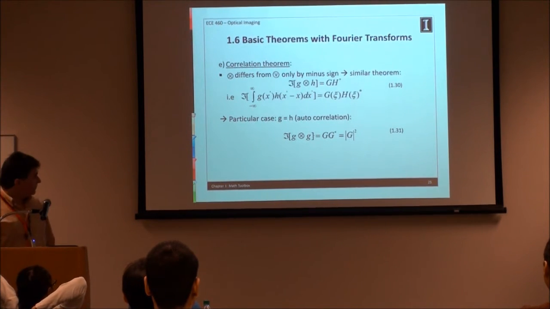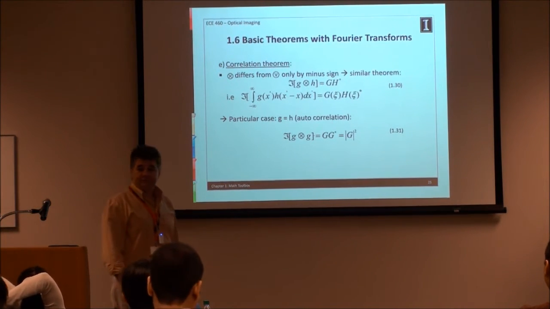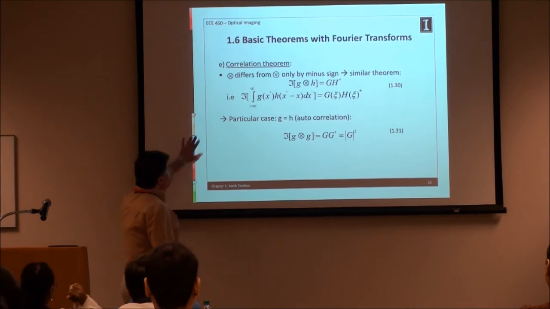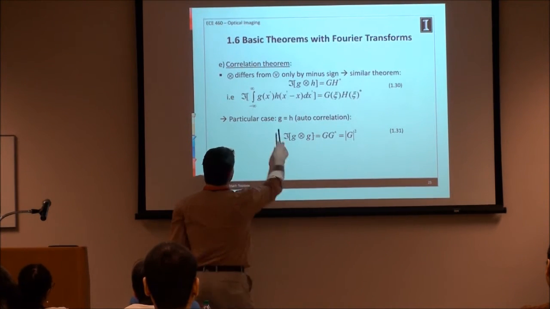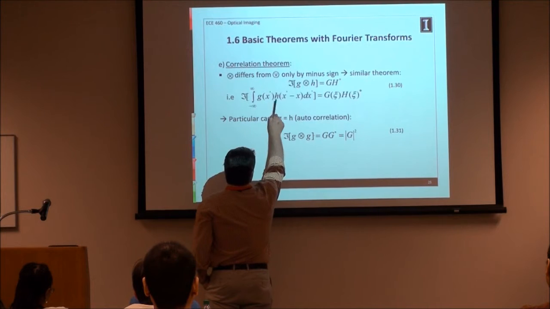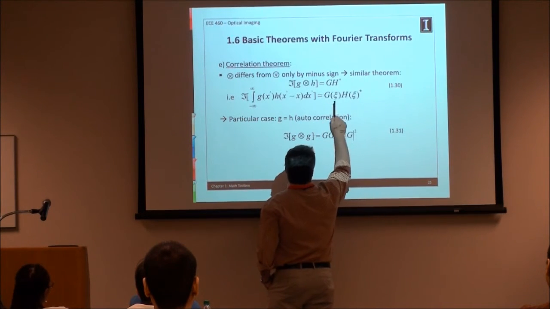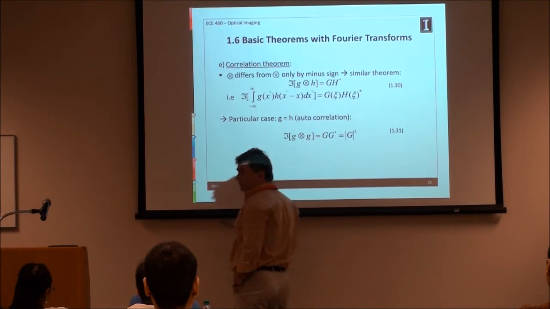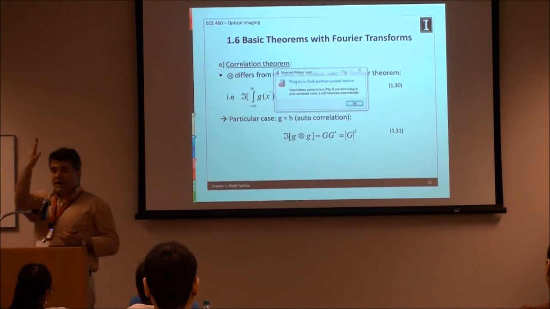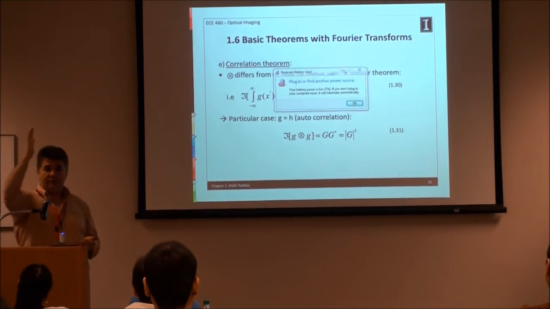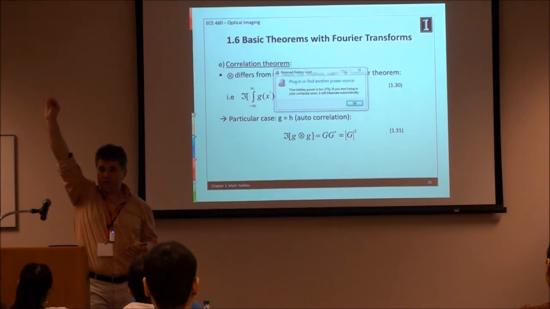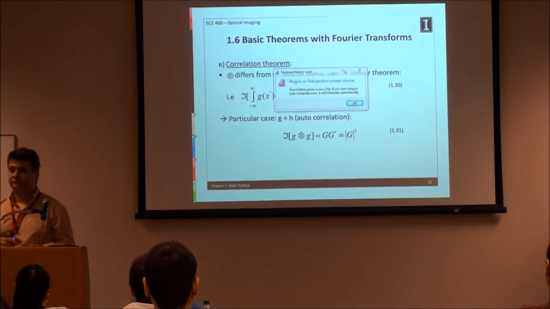Let's talk about the correlation theorem, and then we'll see what it means physically. Correlation theorem means that if I take the Fourier transform of this correlation integral, it's again the same except that h is conjugated. So the sign, the flip or not flip, gives you conjugate or not conjugate in the Fourier transform.